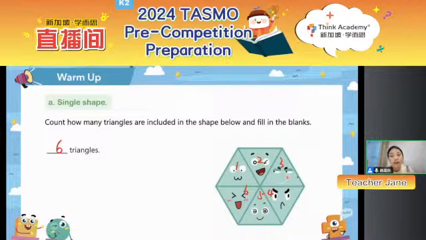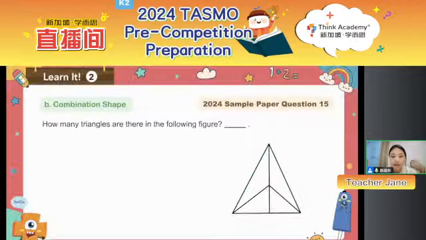This is the first step when we want to count the shapes. That is, the shapes are quite simple, and we can just directly count the single shapes. But everyone, let's have a look. How about this question? This is a combination shape. You've already done this question on your paper, right? This is on the 2024 sample paper, question 15. You've already done this already.